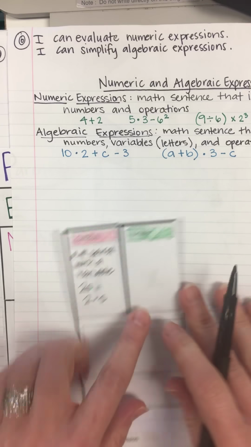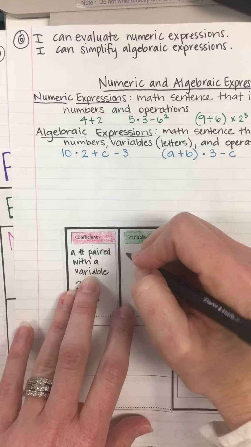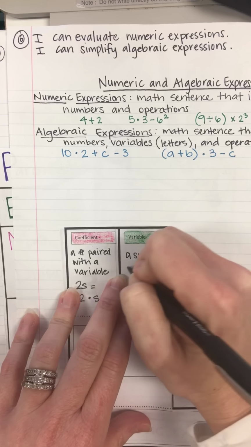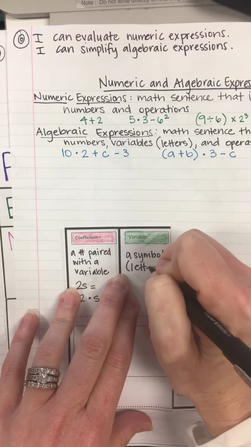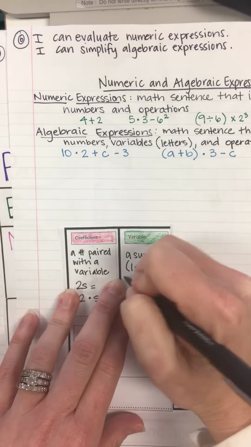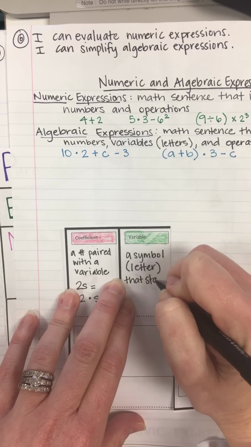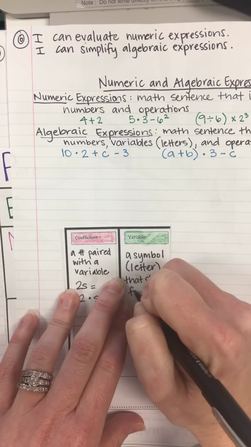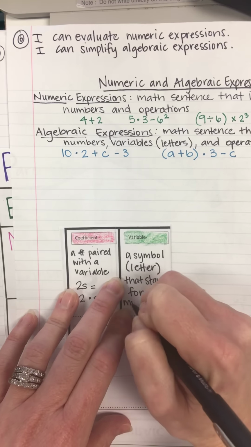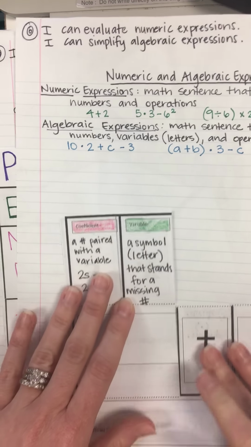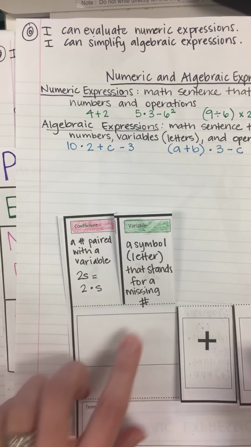And that word is variable. And a variable is a symbol. That symbol is usually a letter that represents, or that stands for, a missing number. So that means we don't know what that number is.